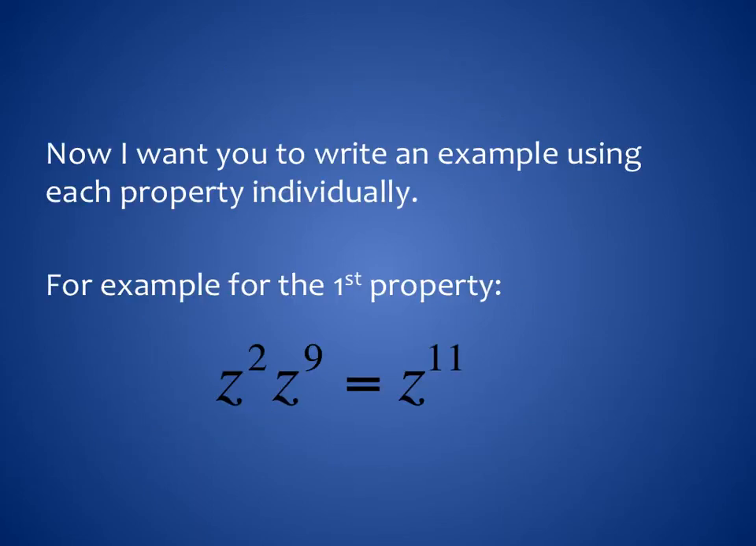On your own, I want you to go ahead and try to write an example of each property. So for instance, for the first property, an example would be if I had z to the second times z to the ninth. By using the first property, it says you add your exponents, so you would get z to the 11th. So again, on your own, you can pause the video and go ahead and try to write an example of each property that we filled out.